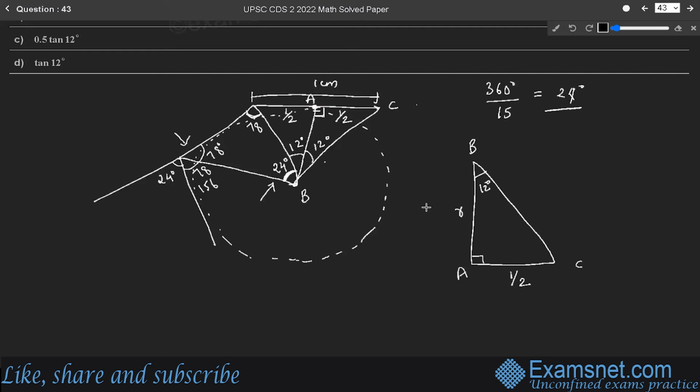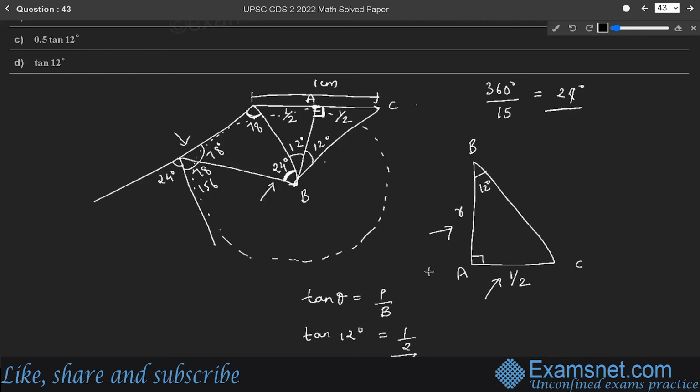Now in this particular triangle, we know that tan theta is perpendicular upon base. See, we have the values for perpendicular and base. And we know that tan theta is equal to perpendicular upon base. Here theta is 12 degrees. So tan 12 degrees is equal to perpendicular, which is 1 by 2, and base is the radius. See, don't get confused here. According to the given conditions, the perpendicular will be 1 by 2, since it makes an angle of 90 degrees here.